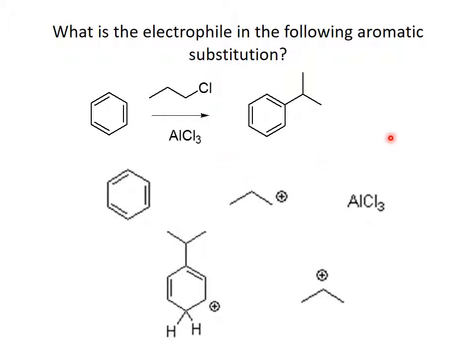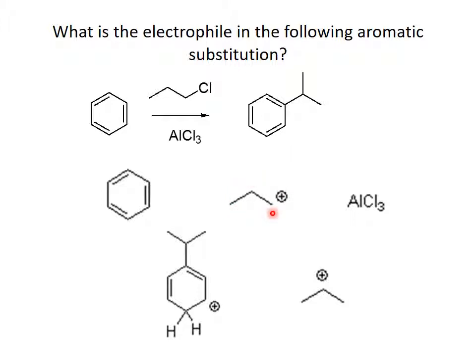What is the electrophile in the following aromatic substitution? So what electrophile adds to the ring? If I look at this, you would want to say that the chlorine is going to come off and put a positive charge here. So we would have a 3 carbon chain with a positive charge there. So you might have wanted to select this.